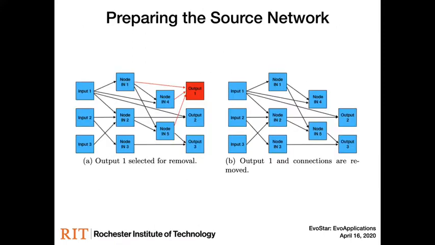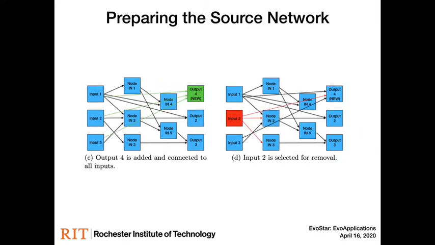Okay, so the process for preparing the source network is not that bad. Given the neural network trained on our source data set here on the left, our target data set in this case doesn't have output 1, so we have to remove output 1. So we get rid of it and all of its incoming edges. Next, we have to add our new outputs. So we add output 4, and the way we connect it into the network is just connect all of the inputs to this new output 4. And we will repeat that for however many outputs we have to add, but in this case, it's just 1.